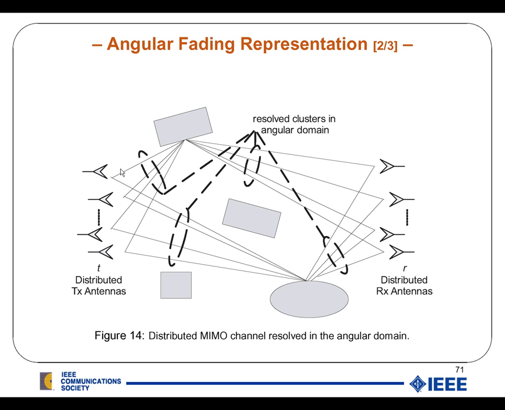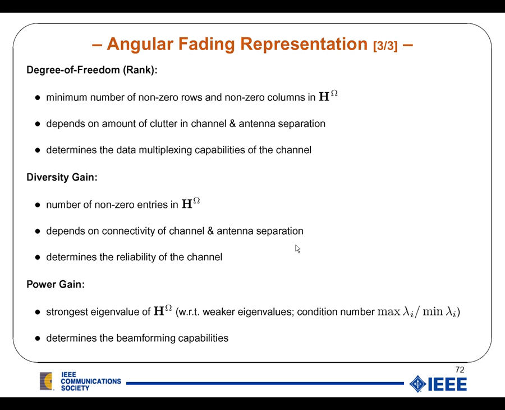For example, we have T distributed transmit and R distributed receive antennas here. We have a few clusters in space here, and they communicate. As you can see, these clusters here are being resolved, and this one here on the receiving side, which would be reflected in my angular matrix H omega. If we look at that matrix H omega, we can derive a few conclusive insights.